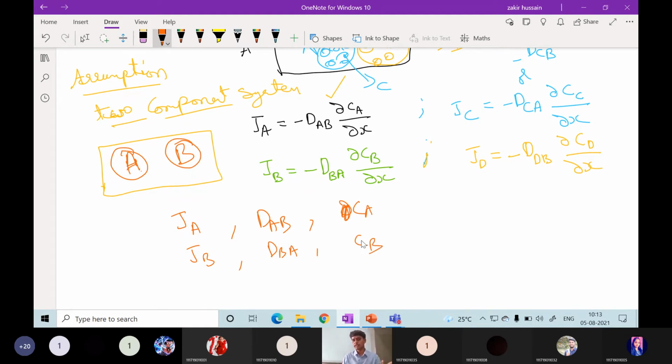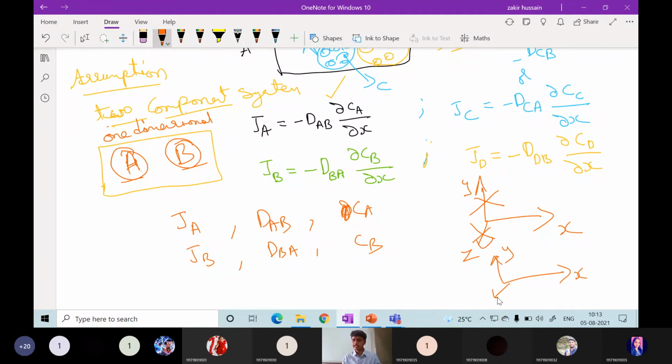So here only one dimension is used, okay, only one dimensional, that is your assumption. So what is the meaning of one dimensional? The two component system means A and B, only two components are involved. One dimensional means this is X, this is Y, and this is Z. You have to neglect this direction and this direction. You neglect X and Z, and consider only Y, only one dimensional.